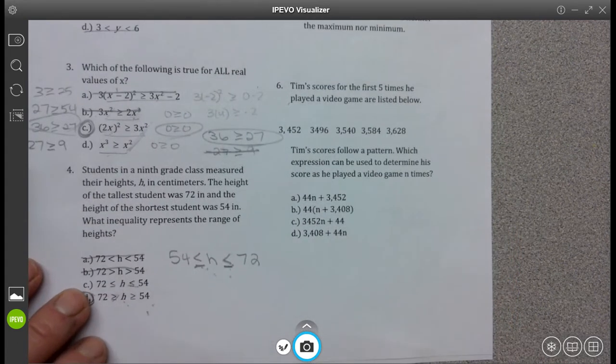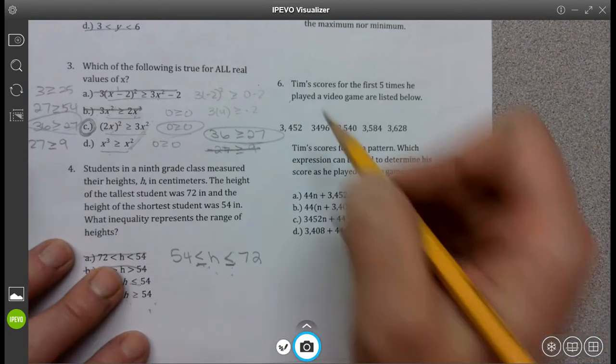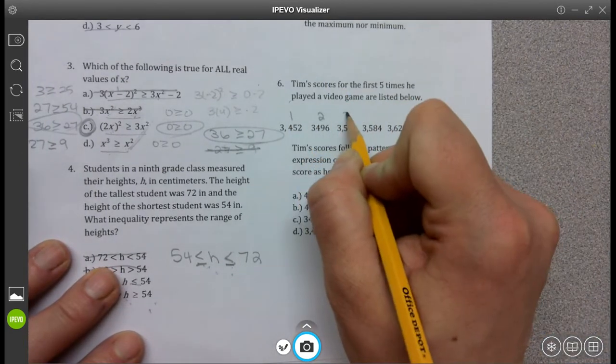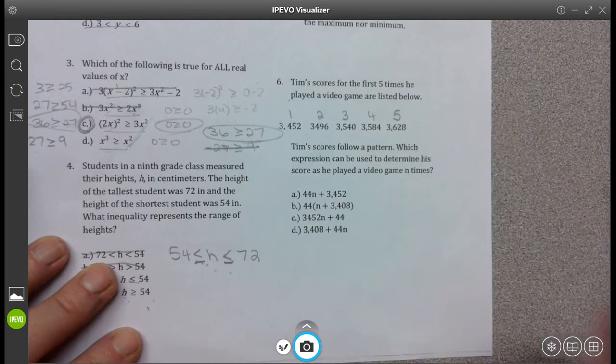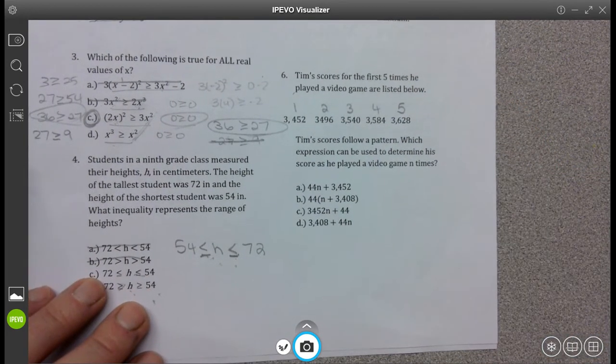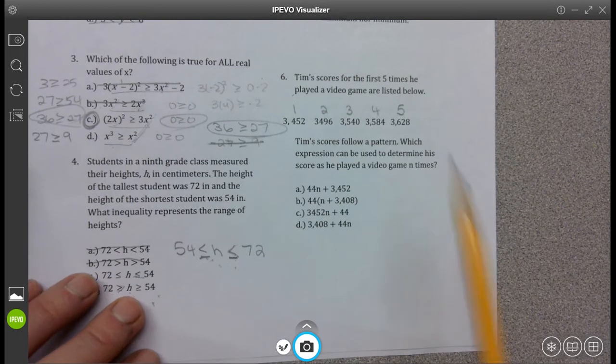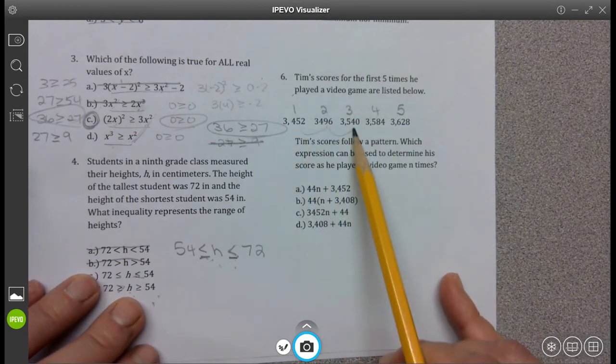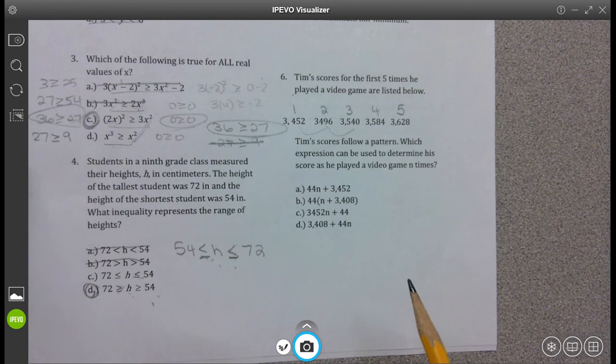Okay. Tim's score for the first 5 games played. The first game he gets this. The second game he gets this. Fourth and fifth. Tim's scores follow a pattern. Which expression can be used to determine the scores he played in a video game? Well, if you notice, every time you're going up by how many?